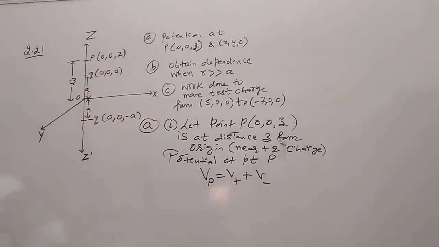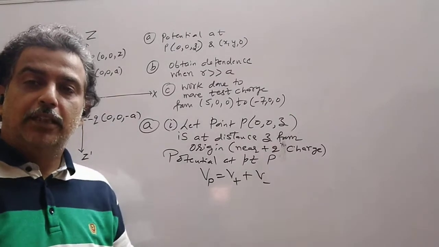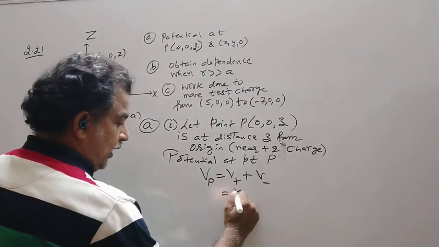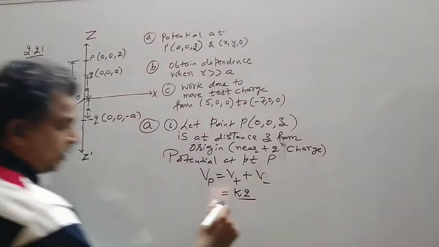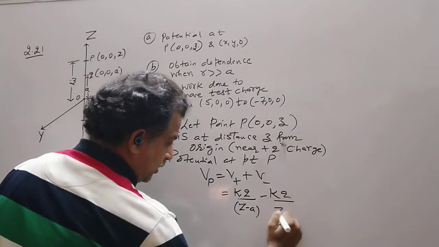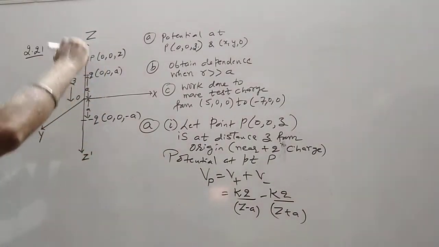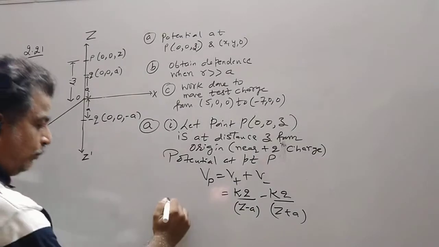See, it is a dipole only, and we have already done this theory as a potential due to a dipole. Again we are doing the same thing. So K source, distance between test and source: this distance comes out to be Z minus A, and then minus KQ, where the distance between point P and minus Q is Z plus A. So this is the potential due to the dipole only.